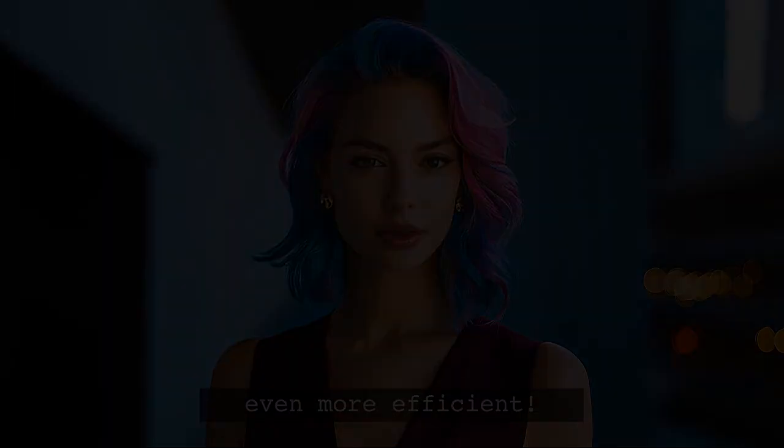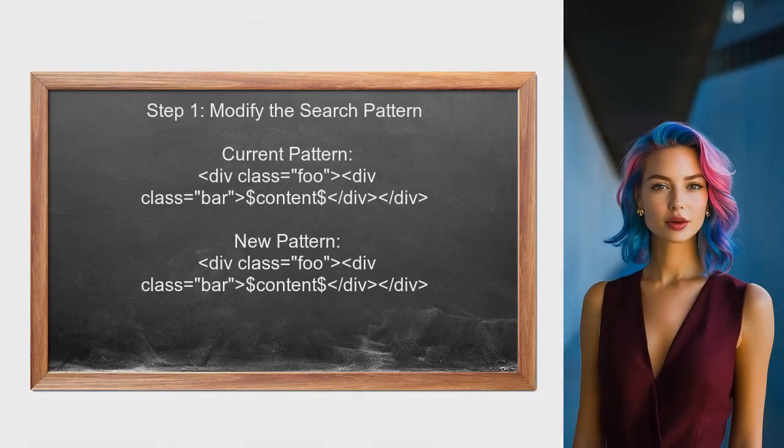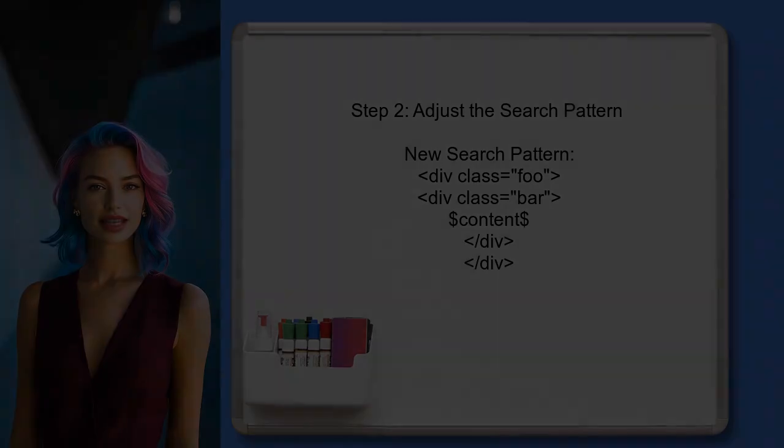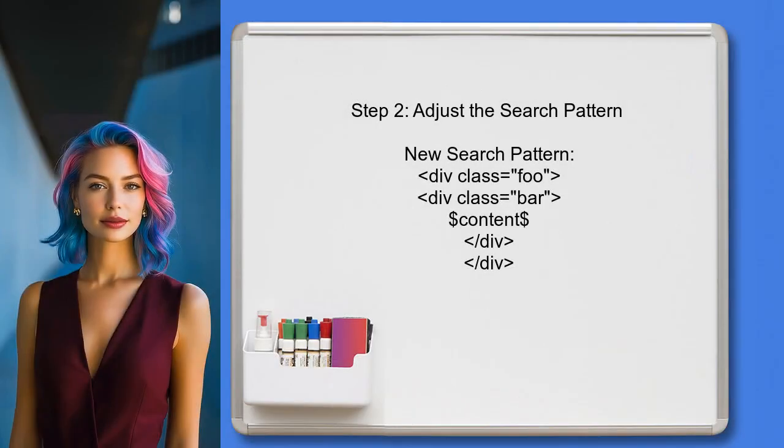even more efficient. To begin solving this issue, the user should first ensure they are using the correct search pattern in ReSharper. The current pattern does not match the desired structure, so let's modify it. Next, the user needs to adjust the search pattern to correctly identify the nested structure.